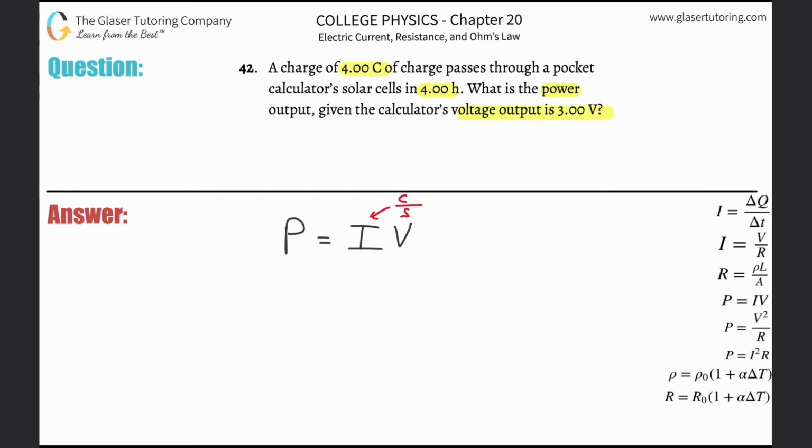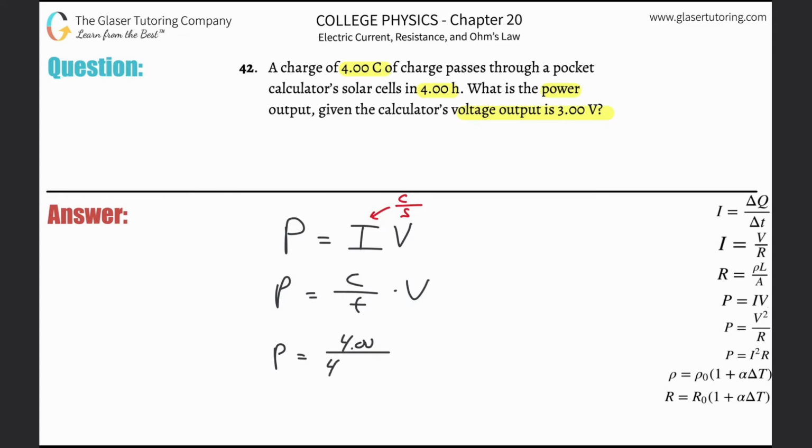So basically, we don't have the current here, so why don't I substitute for it. Power is going to be equal to the current divided by the time in seconds, or you can put it as t, it doesn't matter, multiplied by the voltage. The current they gave us is 4 coulombs of charge, divided by the time over which it takes to pass that charge. It says it takes 4 hours, but we need it in seconds.